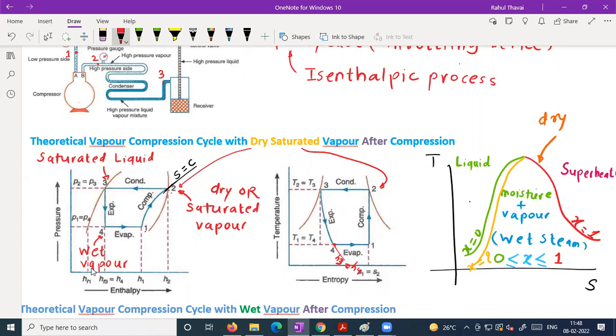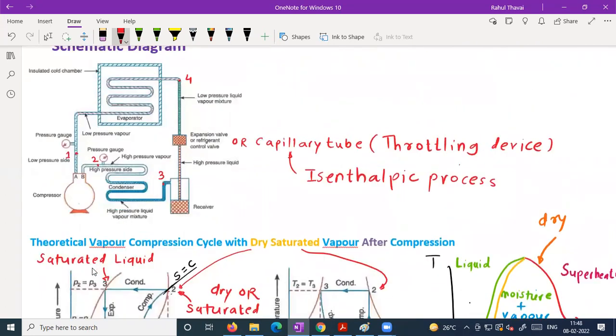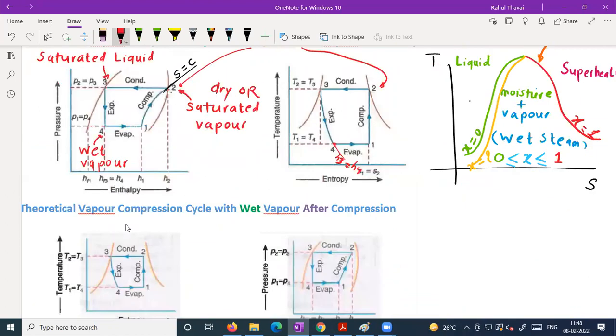Now, once it is getting out of the capillary tube, that is at point number 4, it is supplied to the evaporator. So point number 4 is the inlet to the evaporator, and point number 1 is the exit of the evaporator. In the evaporator, pressure remains constant as well as temperature. Only the liquid gets evaporated, or the wet vapor gets evaporated.